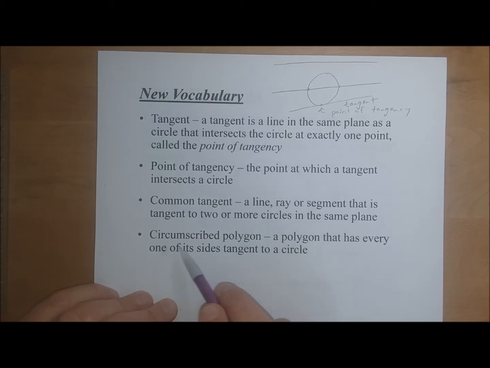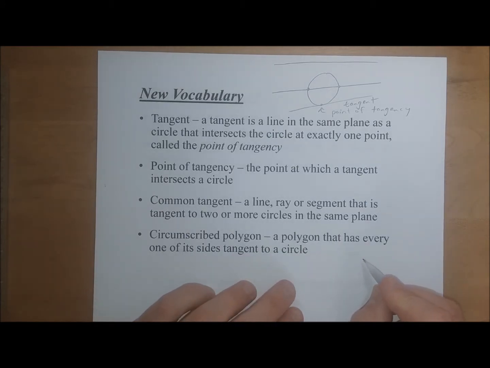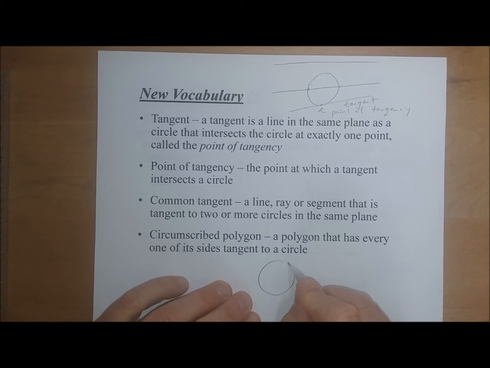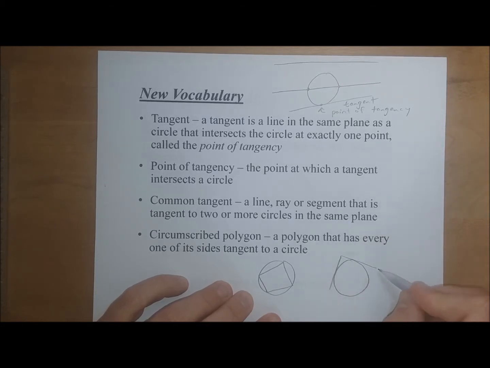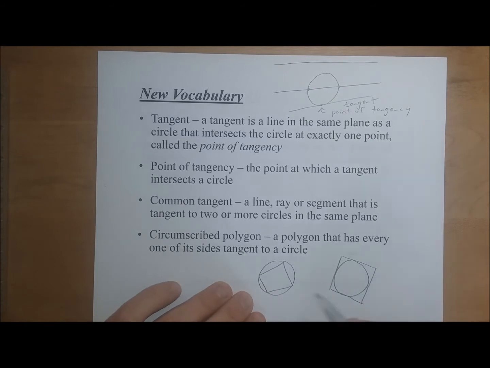And then we're going to talk about circumscribed polygons. You remember from our last lesson, we had inscribed polygons. They were inside the circle. With tangents, if these lines are just brushing the circle, then we can have what are called circumscribed polygons. Circum meaning around, going around. So this guy here is our circumscribed polygon. So we're going to work with those.